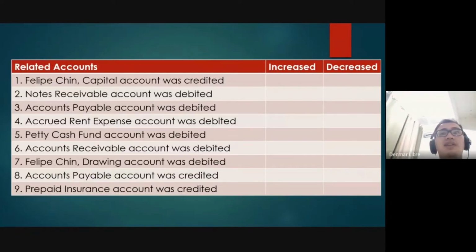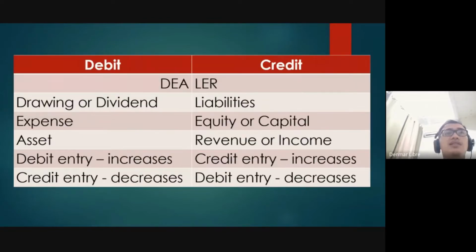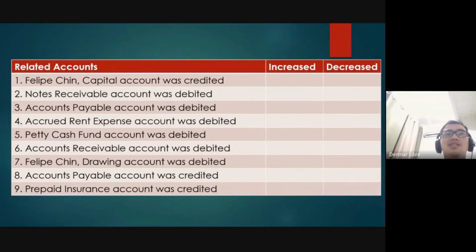So we have here the effect could either be increase or decrease. We have 18 accounts, and just don't forget the DEALER. D stands for drawing or dividend, E stands for expense, A stands for asset. The normal balance of these three accounts is debit, meaning if debited, that would increase the account. If credited, that would decrease the account. While for liabilities, equity, and revenue, the normal balance is credit. A credit entry increases the account, and a debit entry decreases the account.